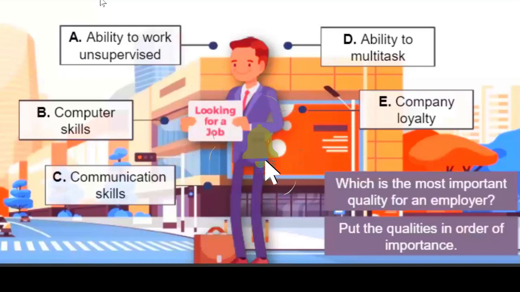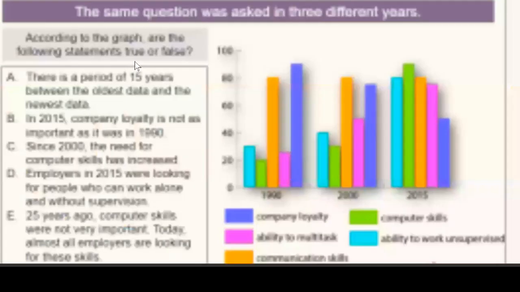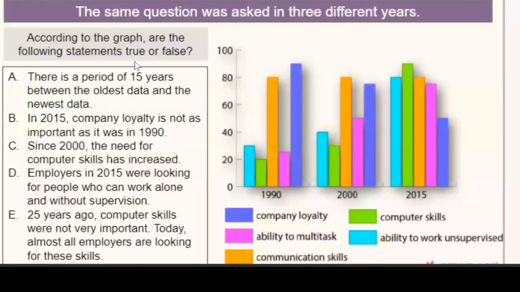Multitasking, because the loyalty comes with time, I presume, and the ability to work unsupervised also comes in time. So the person needs time to work unsupervised, right? Okay, let's jump to the next one.